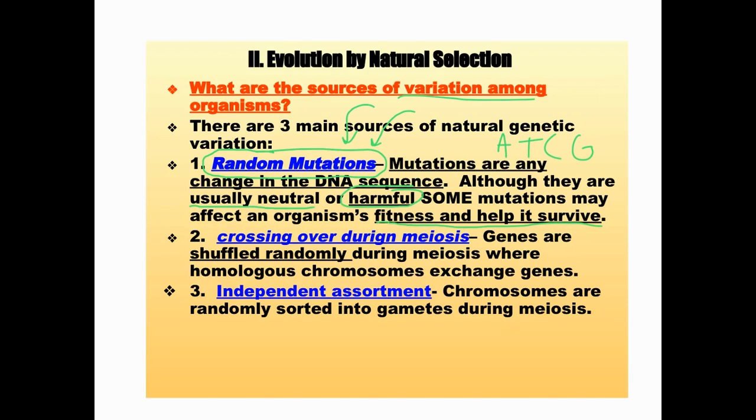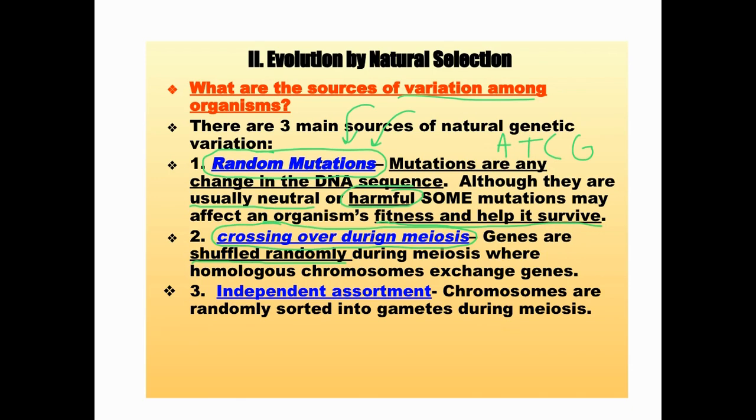Now, what are some other sources of variation? If you remember from genetics and from nucleic acids, crossing over during meiosis. Remember, that's where the genes are shuffled during prophase 1 of meiosis, when you're making your sex cells, your gametes. That is another source of variation.